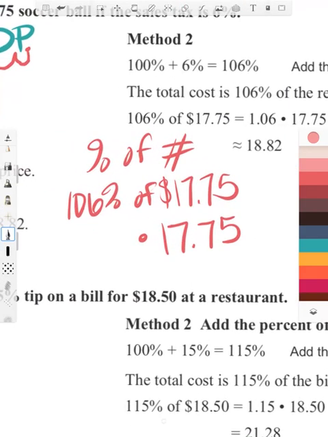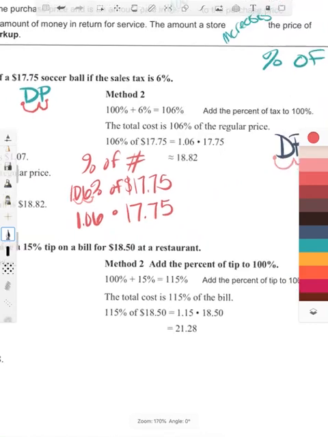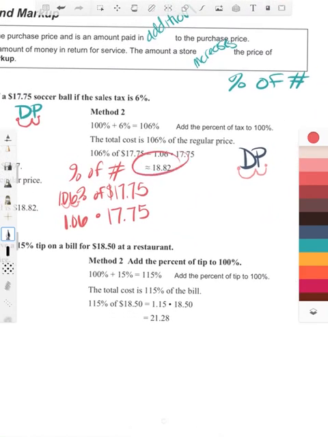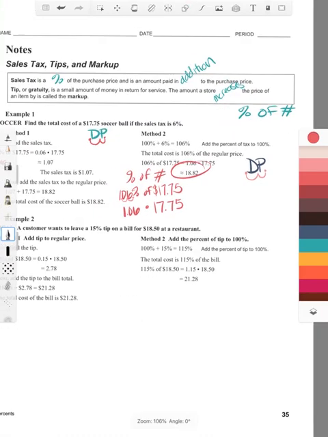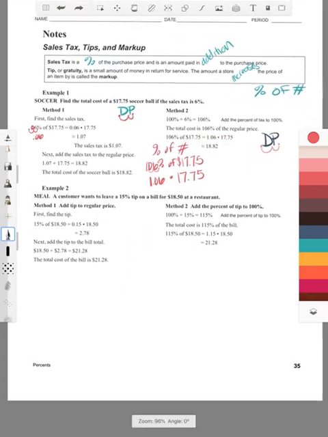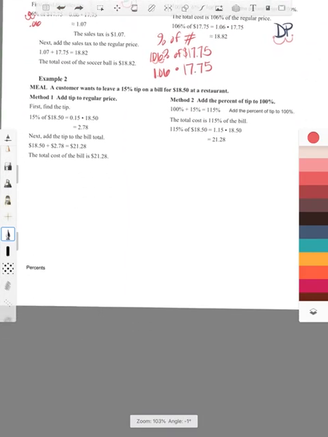So I'm going to go over here to 106. I'm going to move 2 spaces over, and now I'm right here in between the 1 and the 0. So now we know we're going to multiply 1 and 6 hundredths by 17 and 75 hundredths. And that's what they did here on the notes, and they got the same answer. So both ways you get the same answer. All right, moving on to the next example.